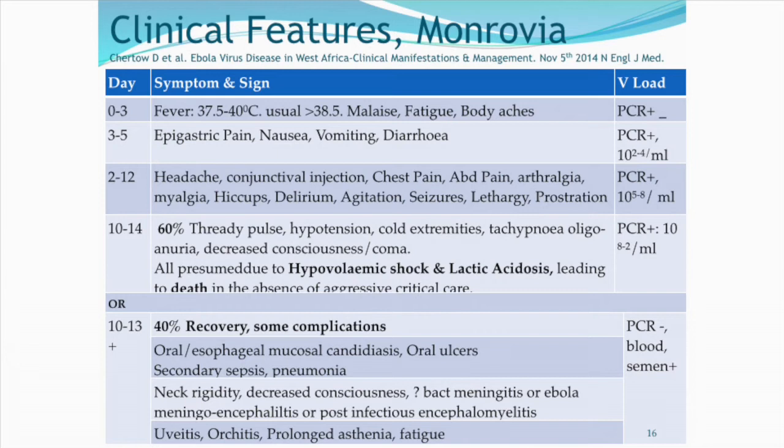And at that stage, high viral load, but viral load which is also dropping. In other words, the tragedy here is that these patients may be dying in front of your eyes, but the virus may be clearing. Or they may be recovering with some complications. And again, at this stage, the virus becomes negative by PCR, but remains positive in semen. Oral and esophageal mucosal candidiasis, oral ulcers, secondary sepsis, and pneumonia are possible.